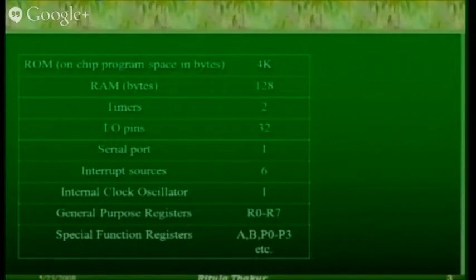Then there are 32 input-output pins. Now, yesterday, when I was talking of microprocessor, I told you that in order to interface the microprocessor with the real world, we need a chip. Which IC was that? 8255 programmable peripheral interface, because it does not have any input-output ports of its own. Whereas the microcontroller has got its own input-output pins, so it does not require those chips externally to be connected. So there are 32 input-output pins.